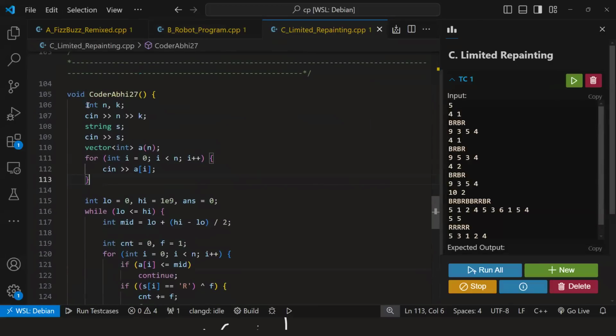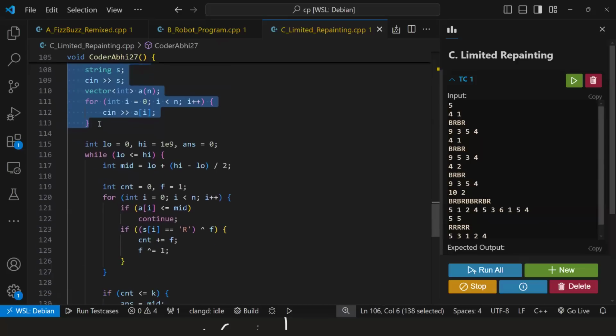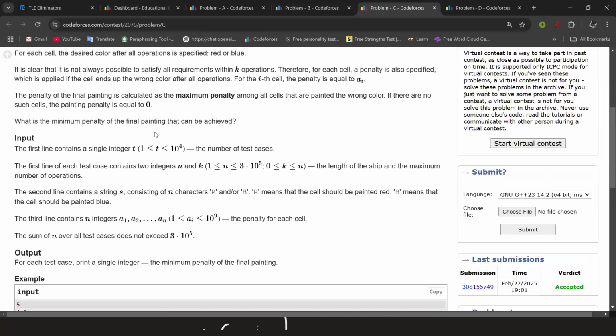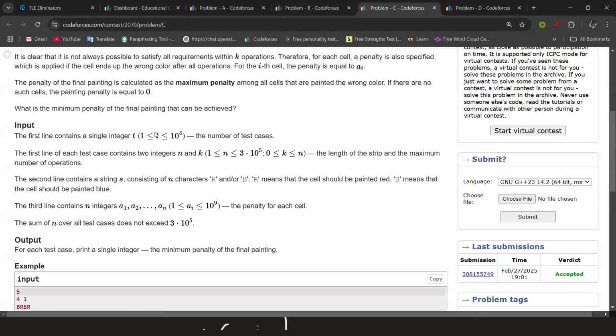I took the input N, K, and the string S and the array A. Input part is done. Then I apply binary search. What would be the range of my binary search? If you look, the minimum my answer can be is 0. If no penalty is incurred, my answer is 0. So my answer can be 0 at minimum.